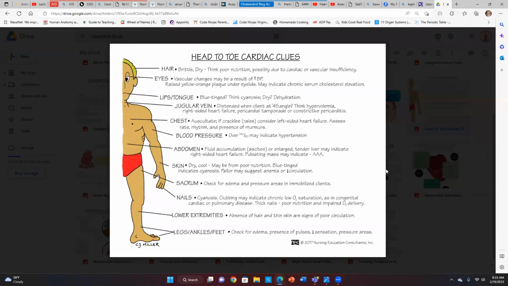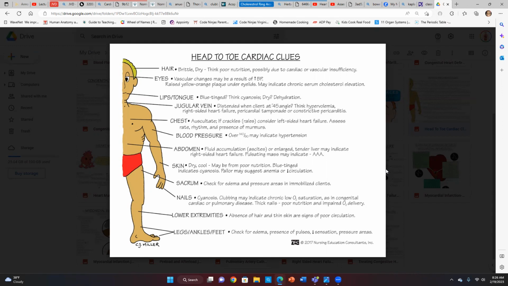So what kind of patients can have clubbed fingers? Well, my COPD patients, my heart failure patients, because of this chronic hypoxia. All right, lower extremities may have absence of hair and thick skin. So when you are assessing the skin, especially of the lower extremities, you're looking for shiny, hairless patches. That tells you that the patient probably has arterial insufficiency. That means the oxygenated blood is not going to all the parts of that lower extremity. If they have thick skin, that's also another indicator that they have poor circulation.